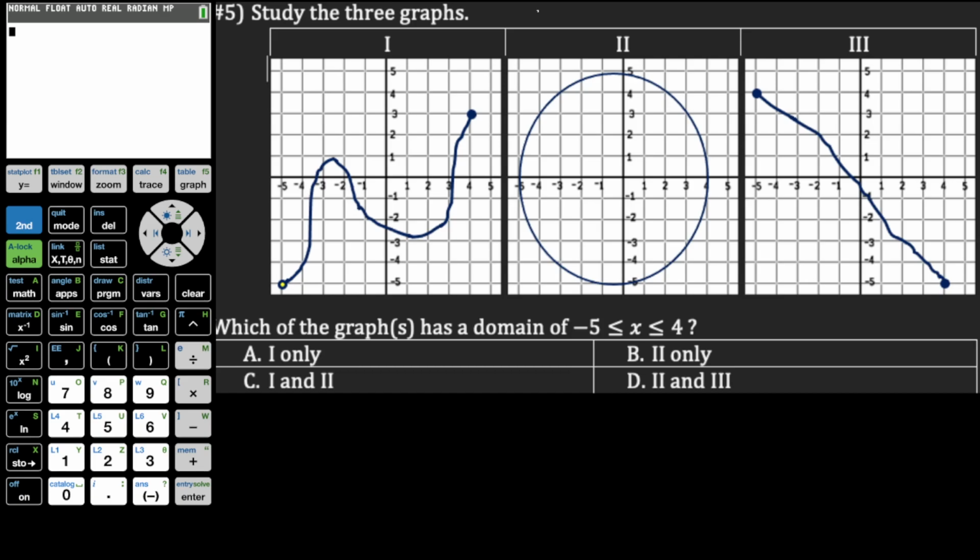And in this video, picking up where we left off on that Unit 1 competency practice, we're looking at pages 3 and 4. So on problem number 5, it says to study these three graphs. So we got some weird looking graphs here.